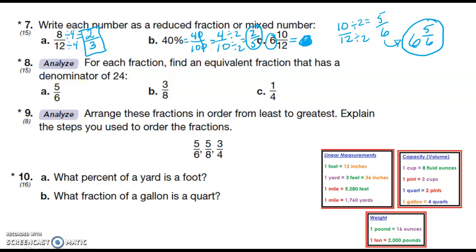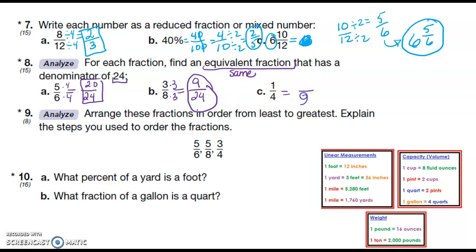Number 8, let me go ahead and change colors. For each fraction, find an equivalent fraction. Equivalent fraction means it's really the same thing. That has a denominator of 24. So here, I'm trying to find something times what gives me 20. 6 times what gives me 24. So that's times 4. This is my answer. So denominator of 24. So 8 times what gives me 24? 8 times 3. What I do to the bottom, I do to the top.